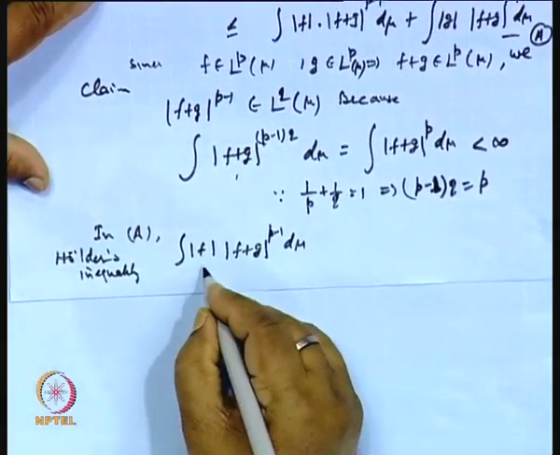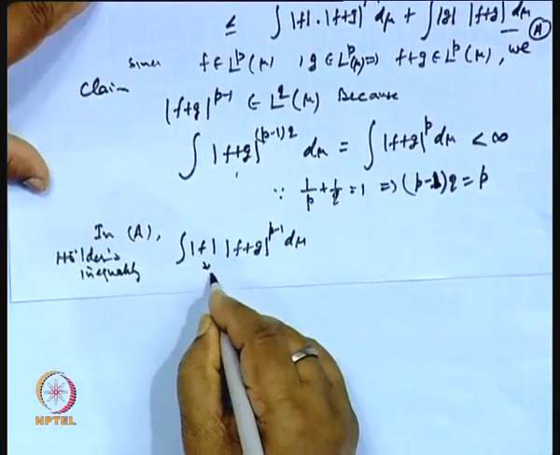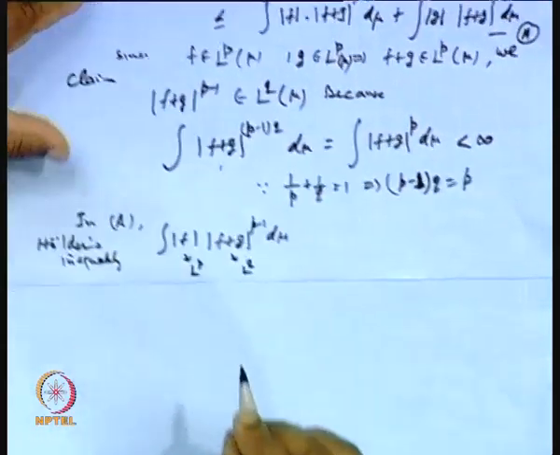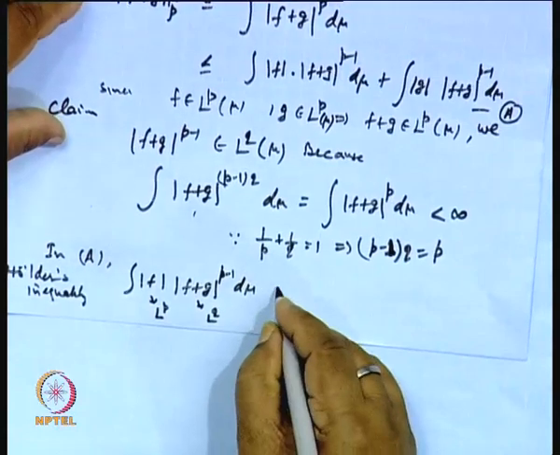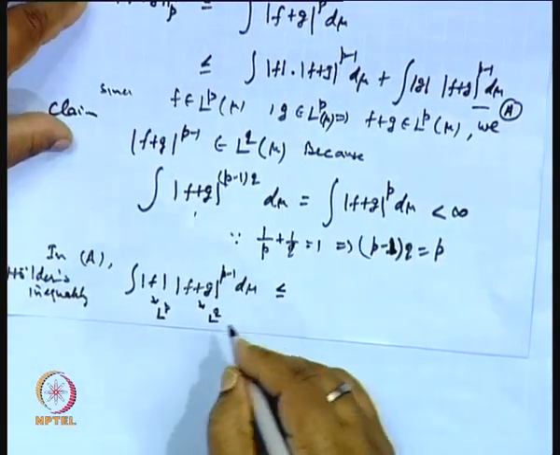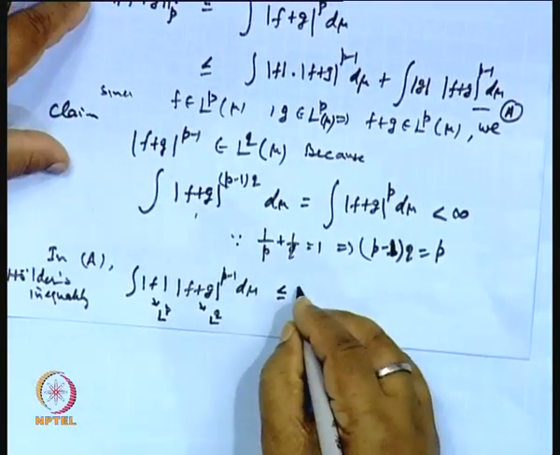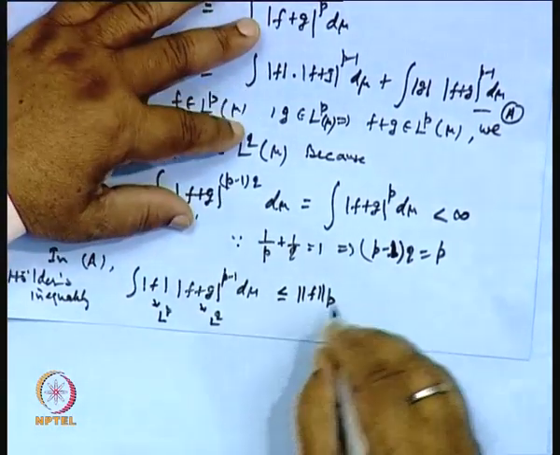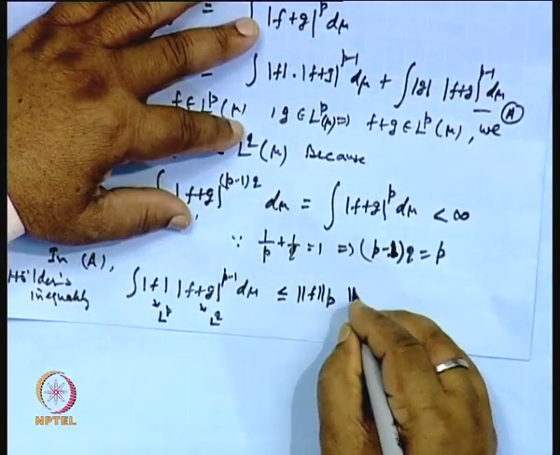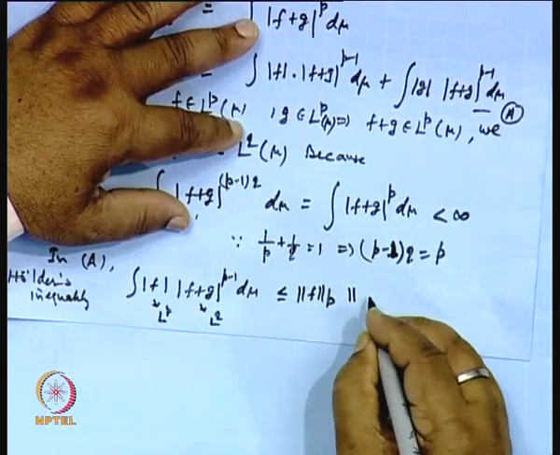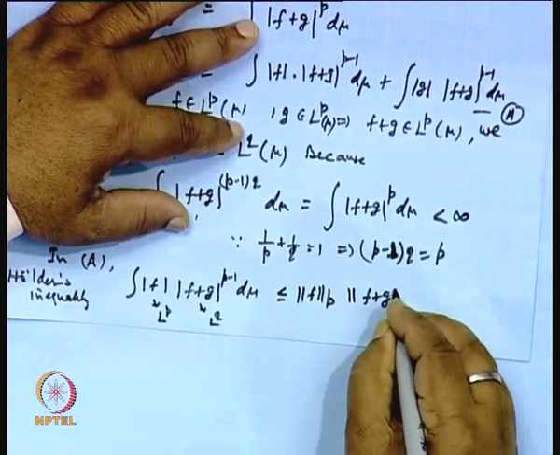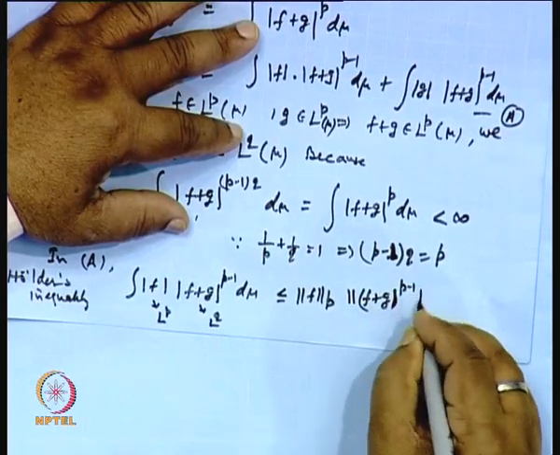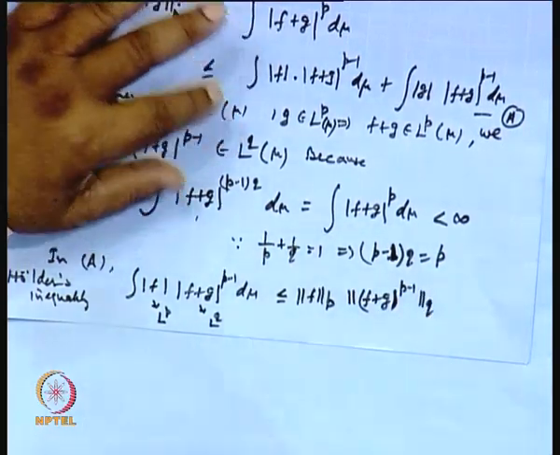Okay. This is in L^p, this is in L^q. So, we can apply Holder's inequality, and by this Holder's inequality we get the norm of f in L^p, and then this will be equal to the norm of f plus g to the power p minus 1 in L^q, is it not?